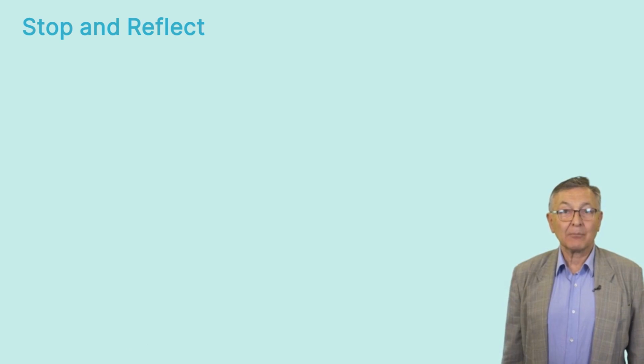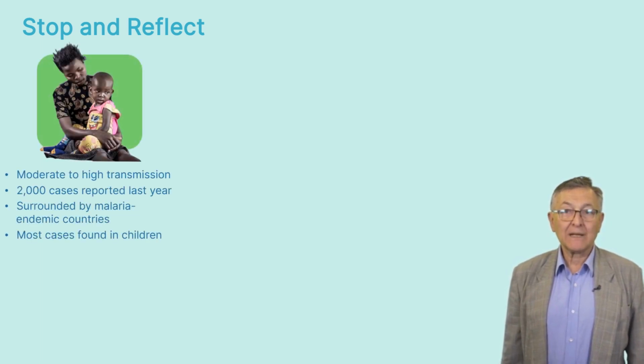Let's discuss potential suspected case definitions for two different areas and then see how we might make them more or less sensitive or specific. In the first scenario, the woman and her daughter on the left live in an area of moderate to high malaria transmission, where more than 2,000 cases were reported last year. The area is surrounded by other malaria endemic countries, and as a result of the moderate to high transmission, most of the cases are in children.